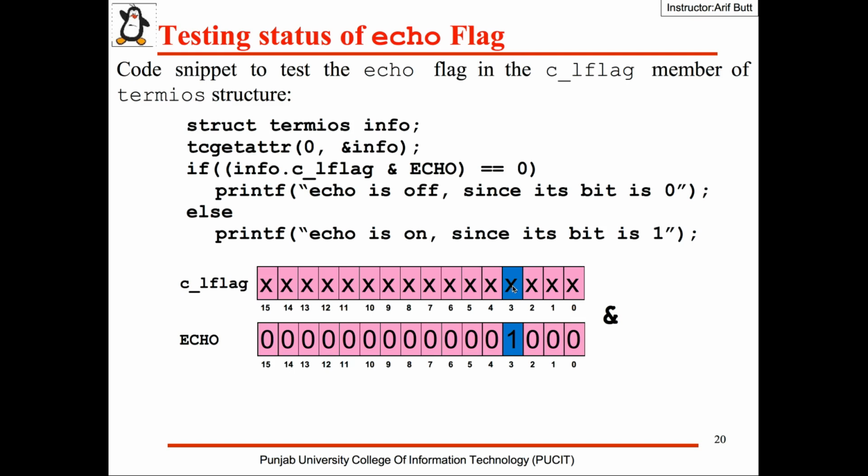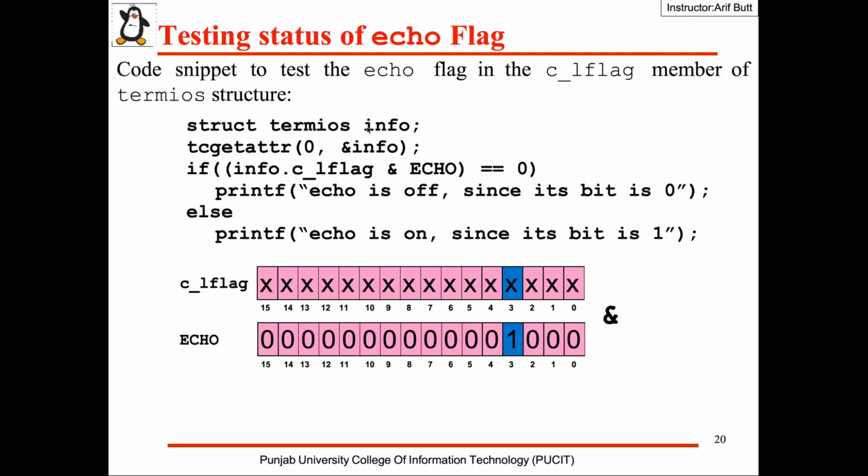Let me repeat again. This is just a simple use of bit operators. This is the local flag. I create a mask and place a 1 over here, either manually or using the constant ECHO, and I bitwise AND both these variables. If there is a 0 over here, the output will be 0, and that means the echo bit is off. And whatever I have discussed over here is shown in this code snippet.